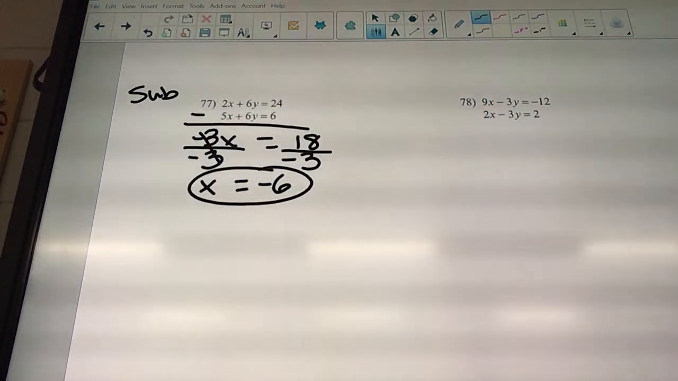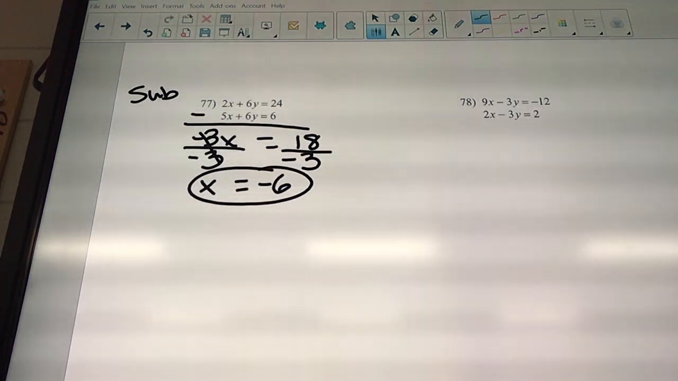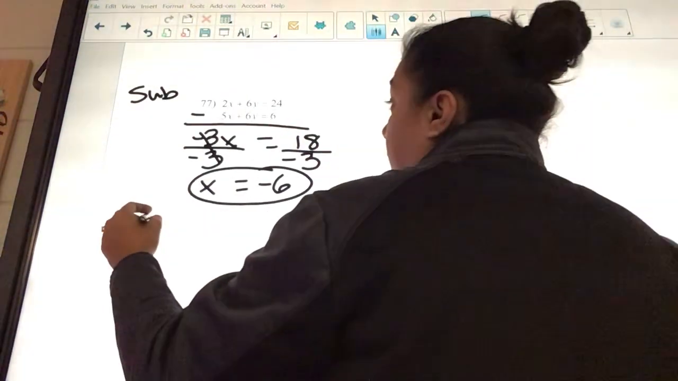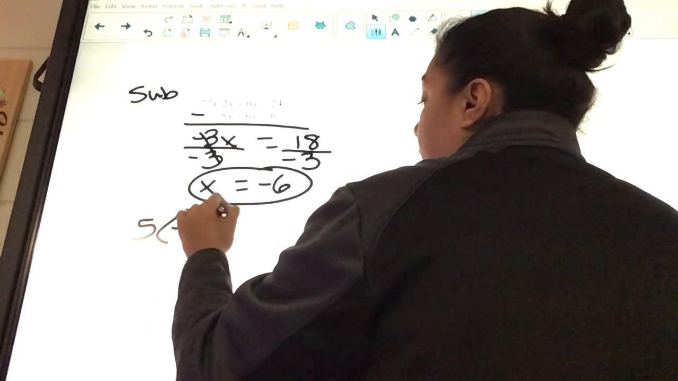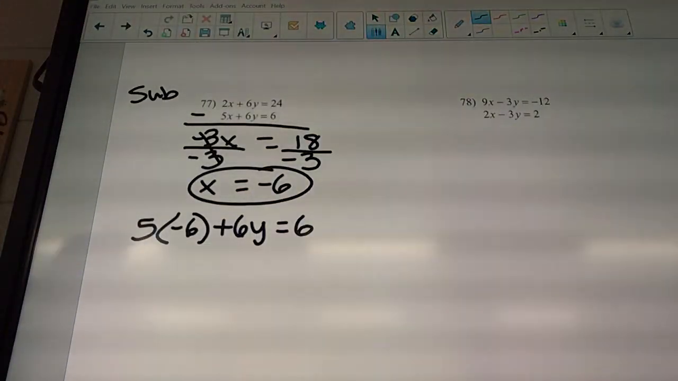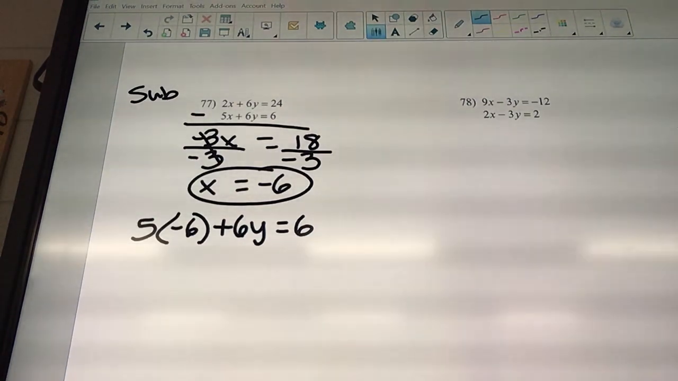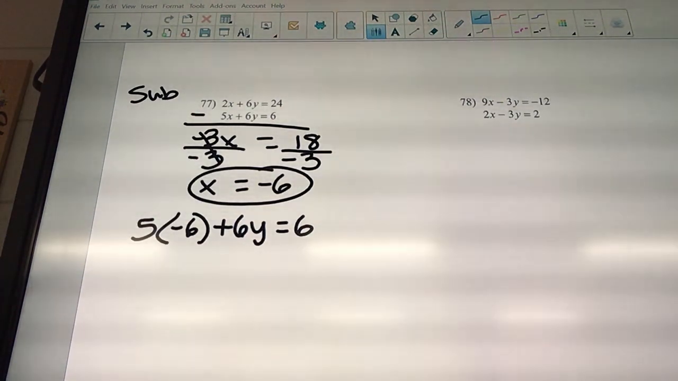Okay, again, the same way as before, you take it and plug it into either equation. So we can use equation 1 or equation 2, it doesn't matter. I'm going to use 2, so that's going to be 5 times (-6), because I know my x is -6, plus 6y equals 6. So that's going to be -30 plus 6y equals 6.